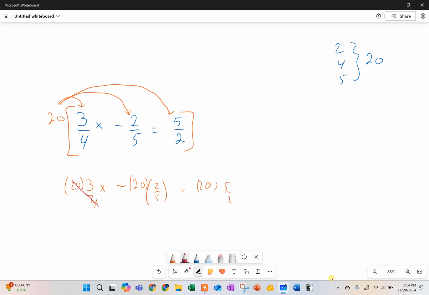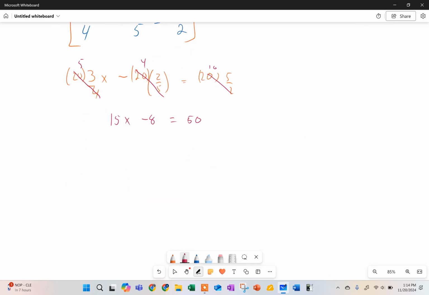Now, here we go. 4 goes into 20 5 times. So 5 times 3x gives me 15x. 5 goes into 20 4 times, so it's going to be a negative 8. And 2 goes into 20 10 times, so this becomes 50. Darn it, I was hoping it was going to work nicely for me, but it does not. That's okay. I'm going to add 8. Bring this down. 15x equals 58. Divide by 15. And I got, let's say, 3 and 13/15. I believe that's correct.